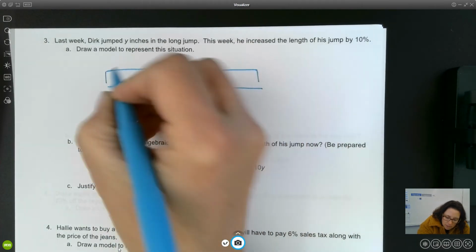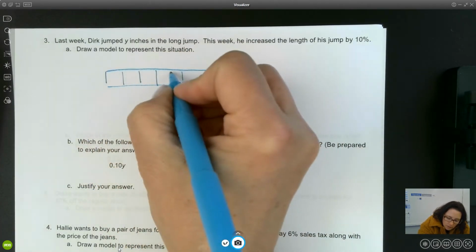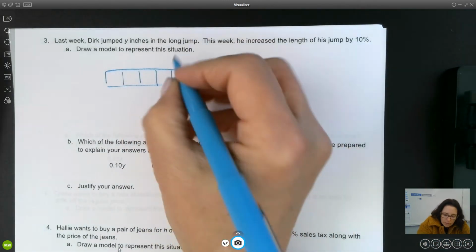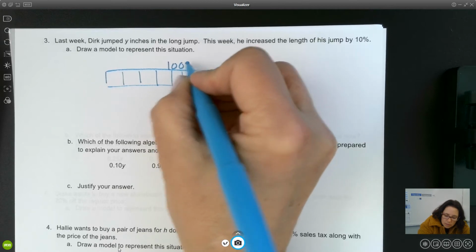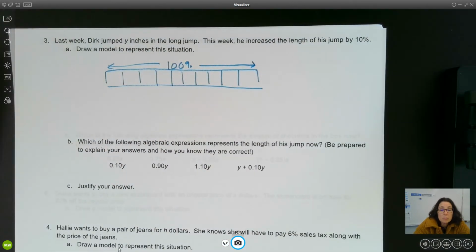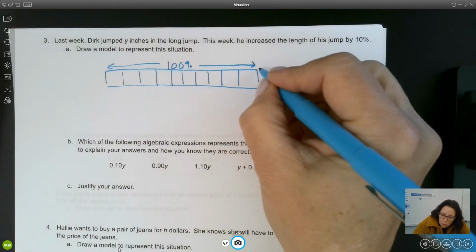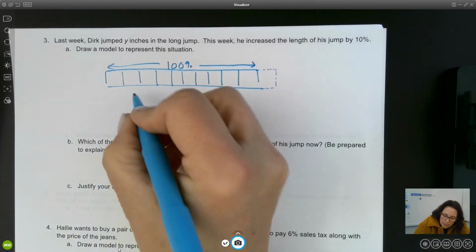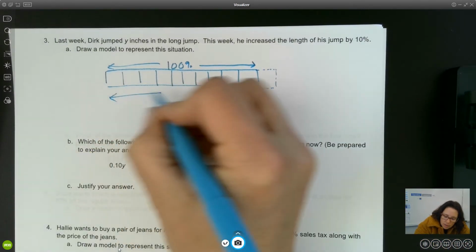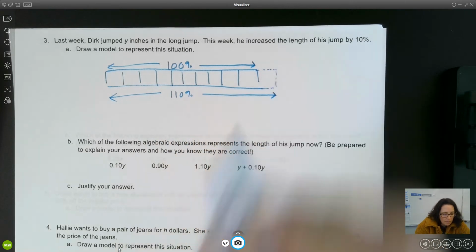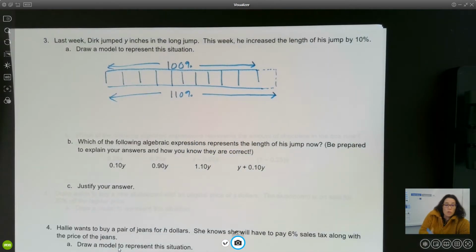All right, 10% means 10 boxes: 1, 2, 3, 4, 5, 1, 2, 3, 4, 5. This is 100%, the 10 boxes, each of them is 10%, right? So if you're increasing it by 10%, we add on a box and this now is 110%. There aren't any numbers in this problem, so there's your model.